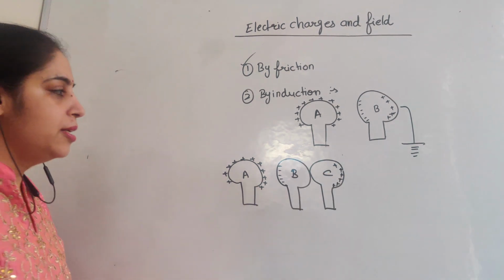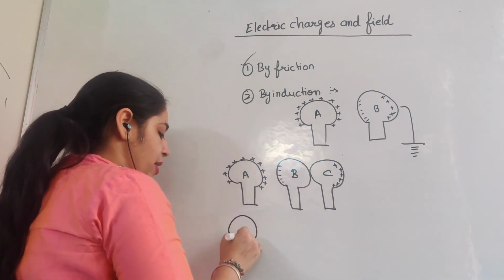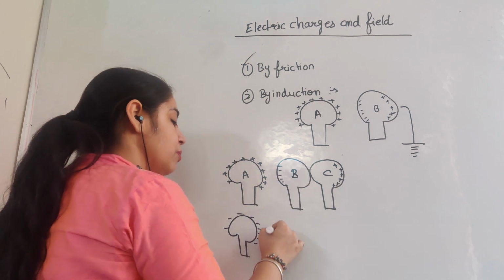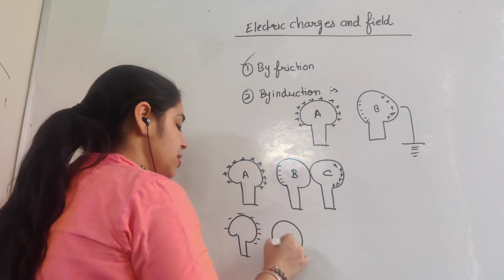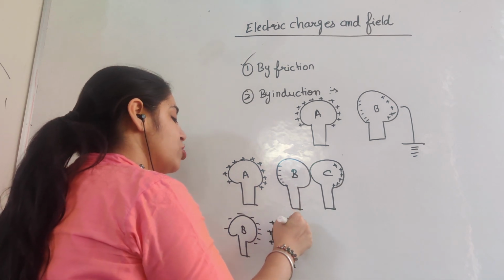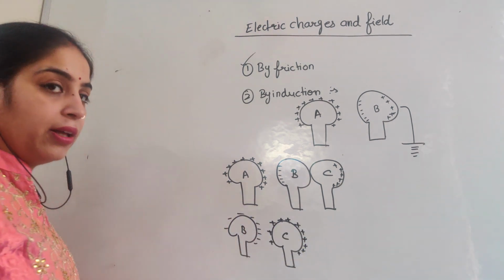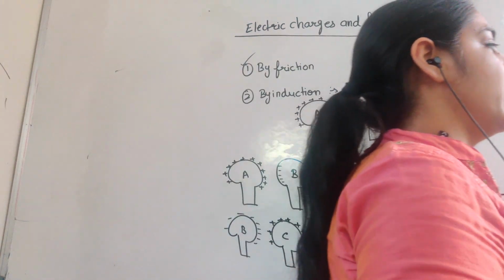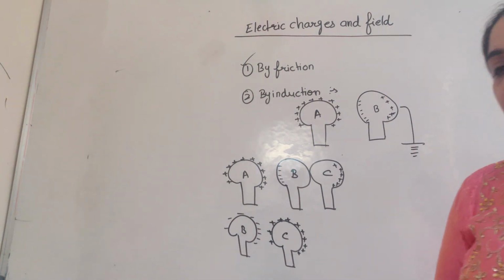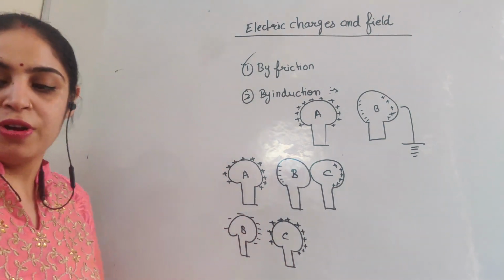Now, if you separate these two conductors, one will acquire the negative charge and another will acquire the positive charge. This is once again the method of charging by induction in which there is no physical transfer of electrons from one body to another. It's a temporary electrification by keeping a charged conductor in the vicinity of the other. Let's now do the next one, that is properties of charge.